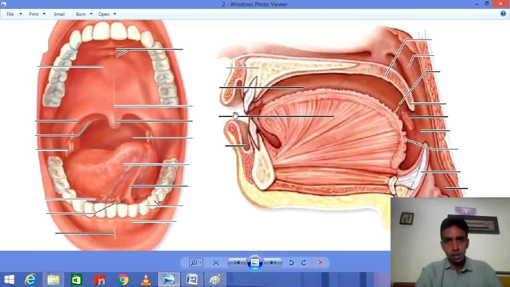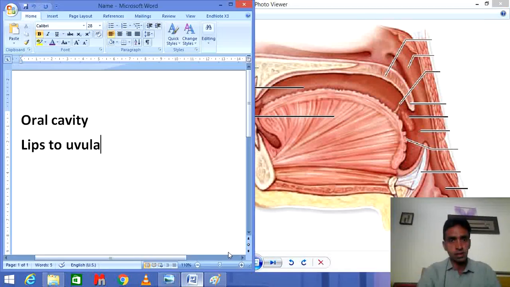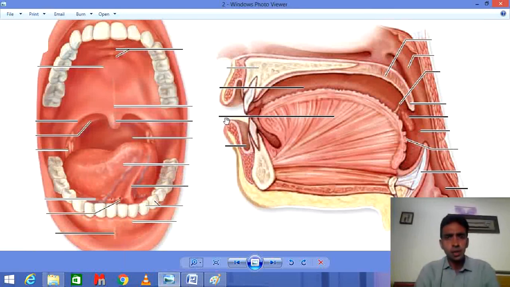First, what are the different structures in the oral cavity? The first part of the oral cavity is the lips, and the last part is the uvula. Now, coming towards the next one. You can see that the space between the two lips is actually called mouth. Mouth is not the whole area. The whole area is called oral cavity, but the space between the two lips is called mouth, through which the food is ingested.